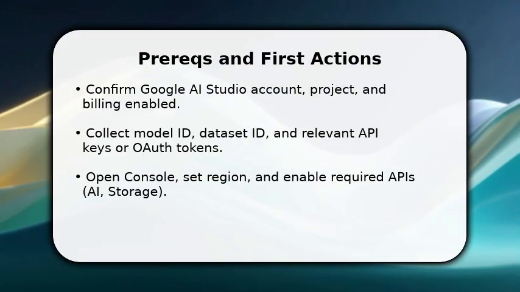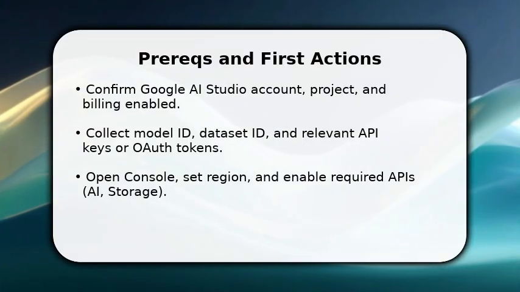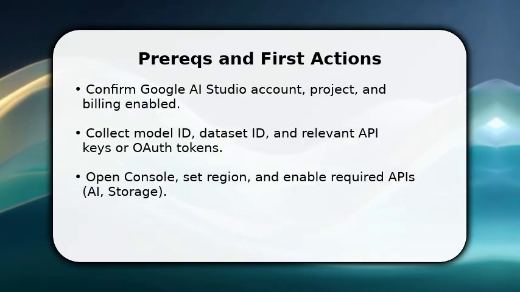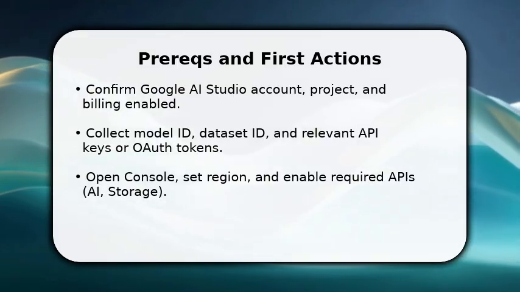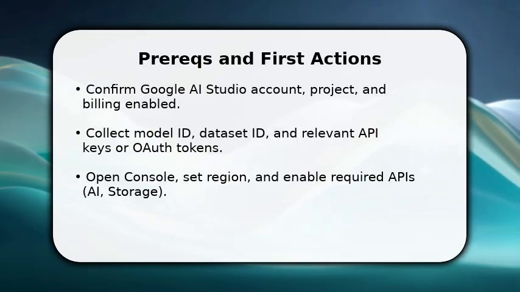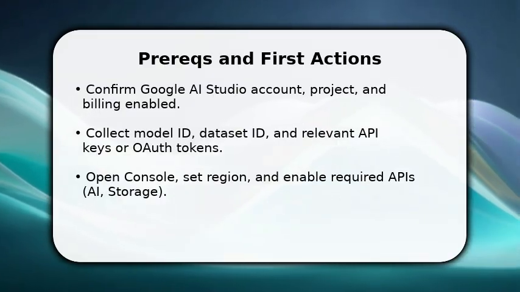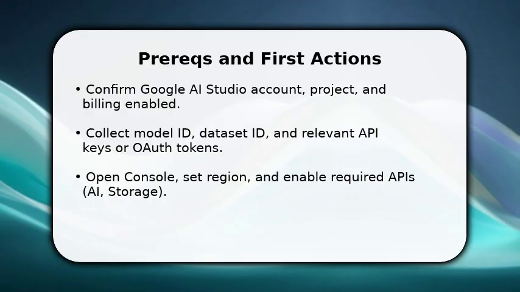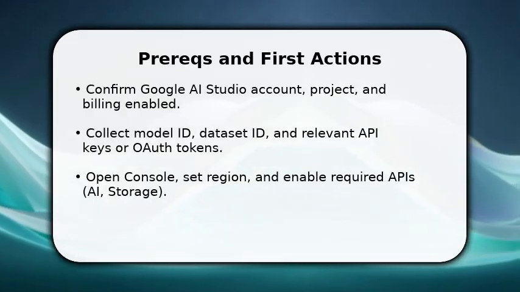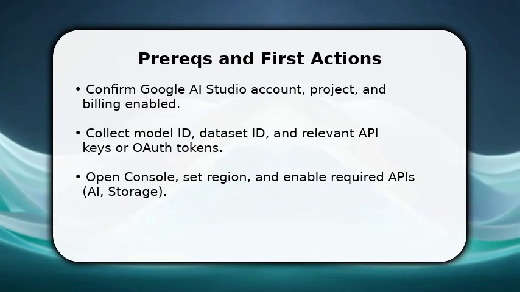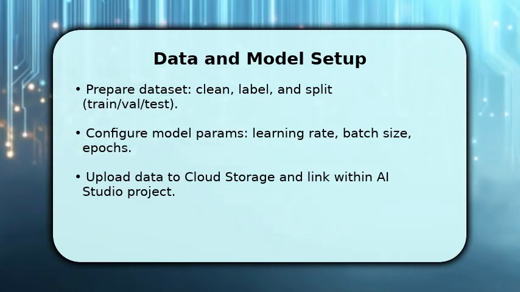You begin by confirming the essentials so nothing blocks progress. Log into Google AI Studio, verify your project and billing, and enable the AI and storage APIs. Once done, locate the model ID and dataset ID you'll use and secure API keys or OAuth credentials. Make sure your region matches where resources live to avoid latency and permission misalignment. These steps prevent runtime authorization errors and give you a guaranteed starting point to run the first experiment without wasted setup loops.